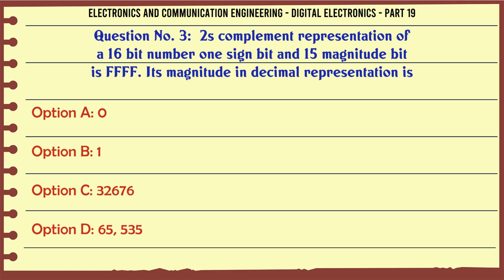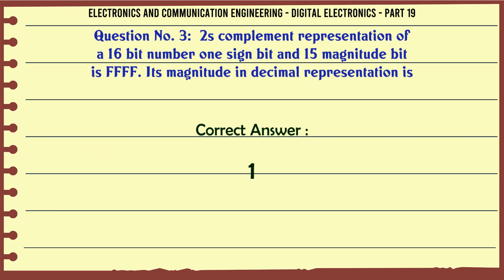2's complement representation of a 16-bit number, 1 sign bit and 15 magnitude bits, is FFFF. Its magnitude in decimal representation is: A. 0, B. 1, C. 32,676, D. 65,535. The correct answer is 1.